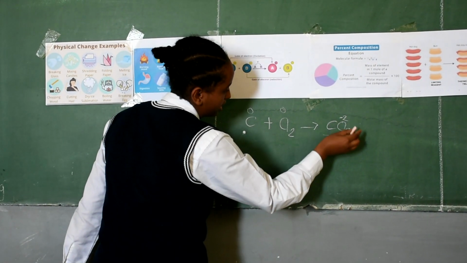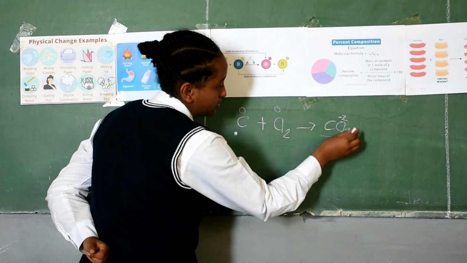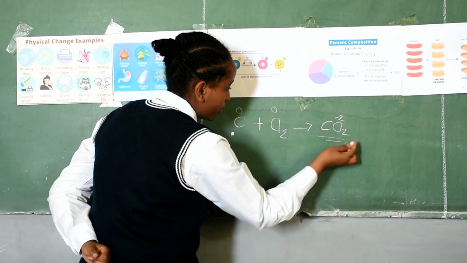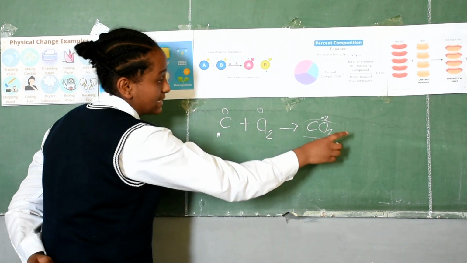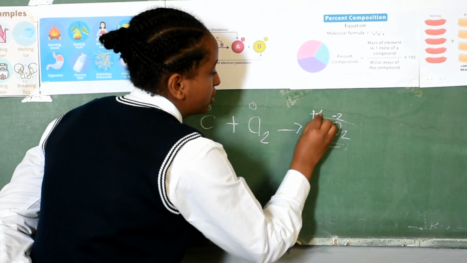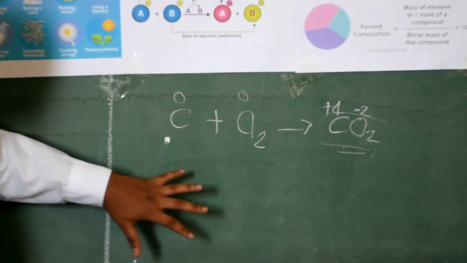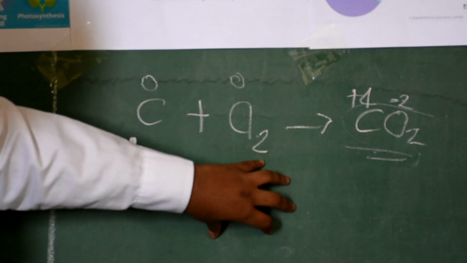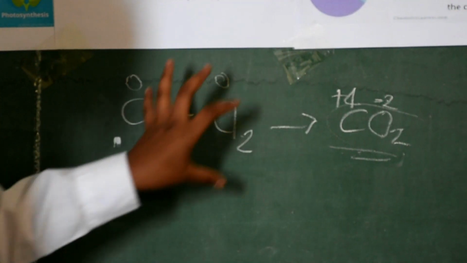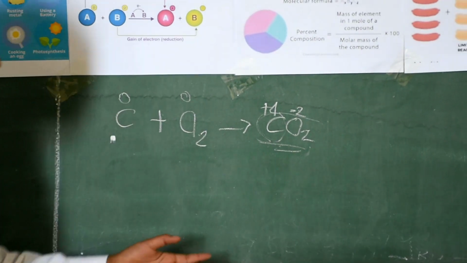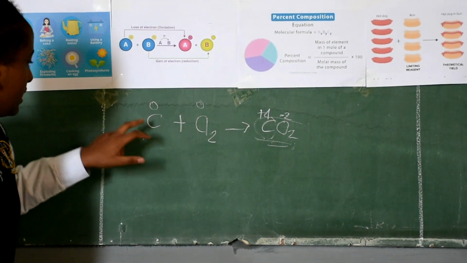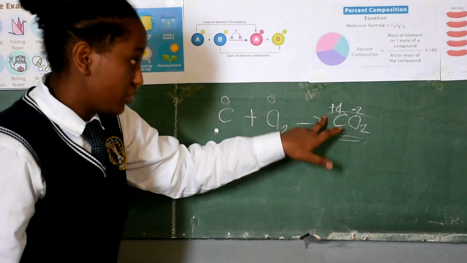Here oxygen has -2, and -2 times 2 is -4. We all know that in a neutral compound, the sum of oxidation numbers is 0, so carbon must have an oxidation number of +4. So they thought that when carbon reacts with oxygen, they call this oxidation. The addition of oxygen causes the carbon to get oxidized because its oxidation number increased from 0 to +4.